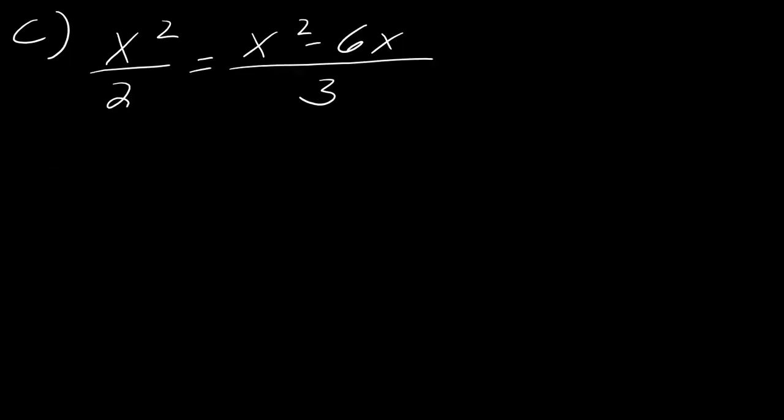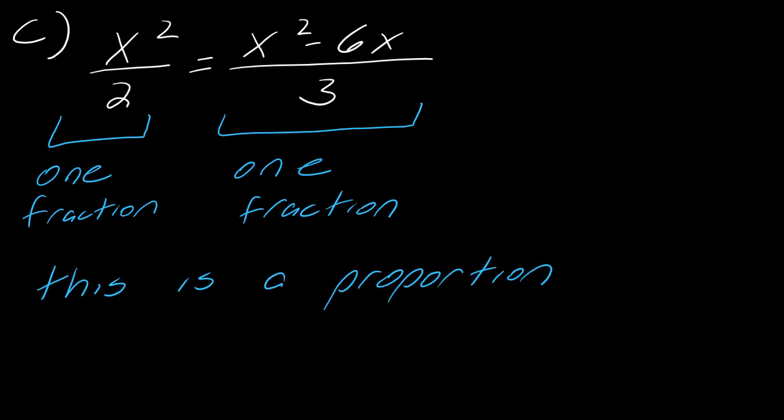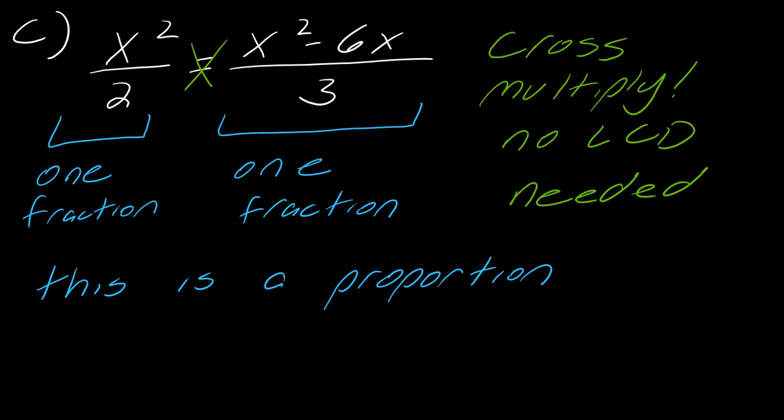Okay, so let's take a look at another one now. So I've got x squared over 2 equals x squared minus 6x over 3. So this type of problem is actually kind of special because the thing that we notice about this is that I have one fraction on one side and one fraction on the other side. So when that happens, that's what's known as a proportion. And so when you have a proportion, you actually can use a shortcut. You can cross multiply. You don't actually need an LCD.